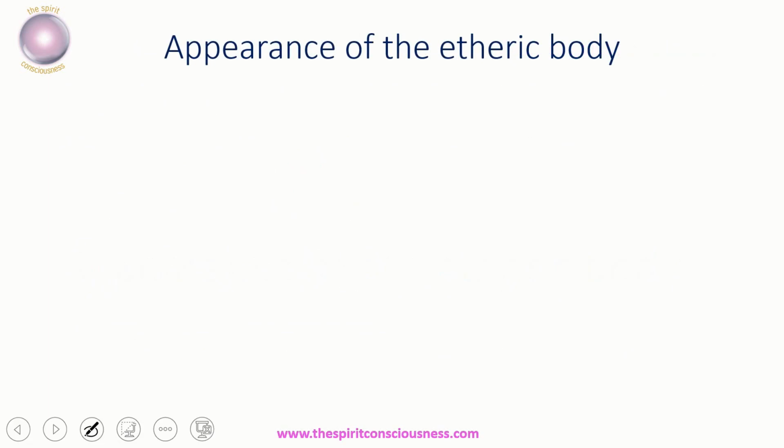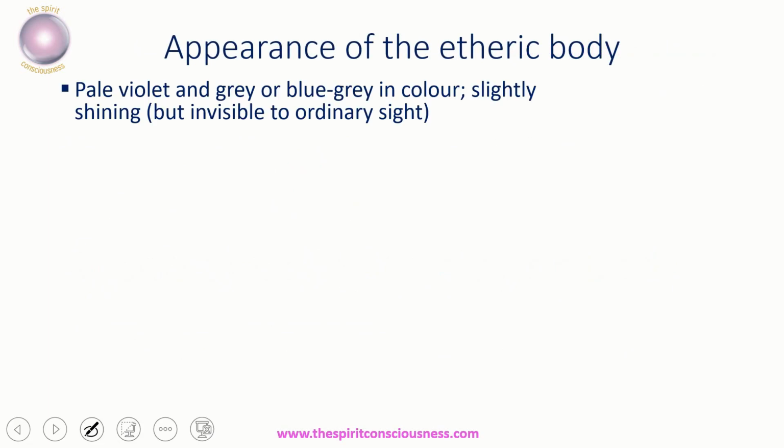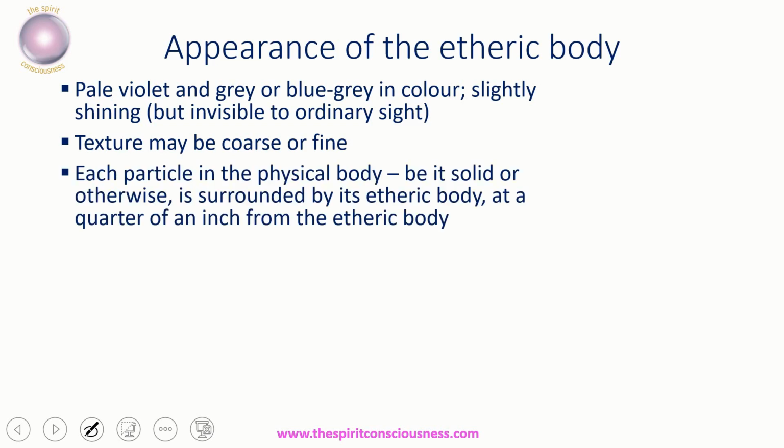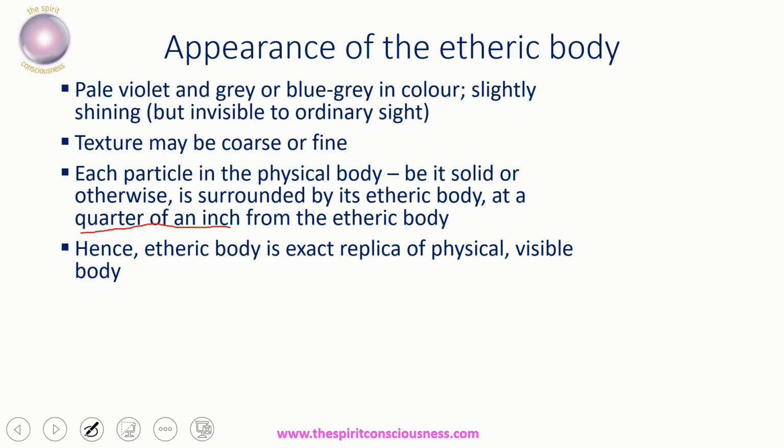The appearance. So the etheric body appears pale violet and grey or blue-grey in color. It is slightly shining, but it remains invisible to ordinary sight. The texture may be coarse or fine. Each particle in the physical body, be it solid or otherwise, is surrounded by its etheric body at a quarter of an inch from the physical particle. Hence, the etheric body is an exact replica of the physical visible body. Therefore, it is also called the etheric double.